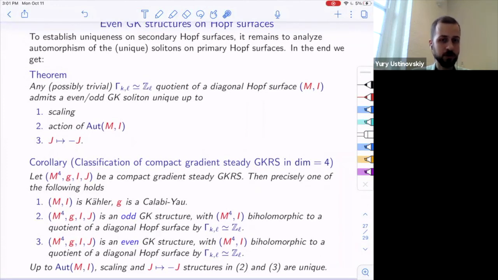And this theorem can actually be used to completely finish the classification of compact gradient steady solitons in dimension 4. So these are either Kähler Calabi-Yau manifolds or odd/even solitons on Hopf surfaces, which we constructed and proved uniqueness for here.